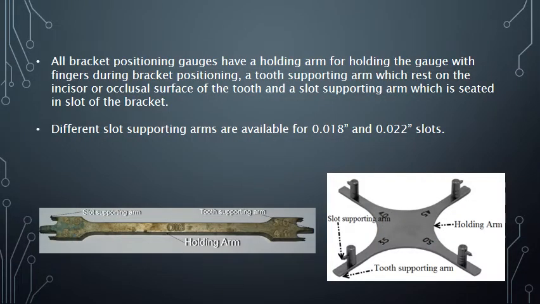All bracket positioning gauges have a holding arm for holding the gauge with finger during bracket positioning, a tooth supporting arm which rests on the incisal or occlusal surface of the tooth, and a slot supporting arm which is seated in slot of the bracket. Different slot supporting arms are available for 18 and 22 slots.